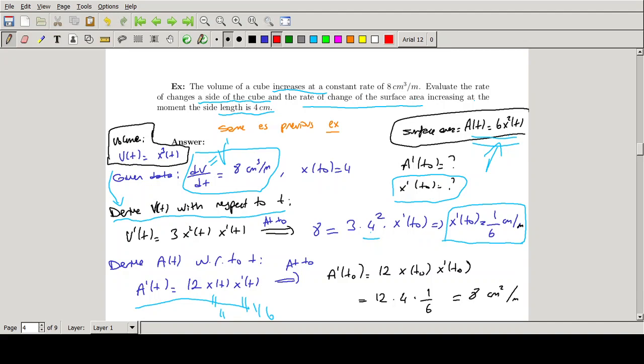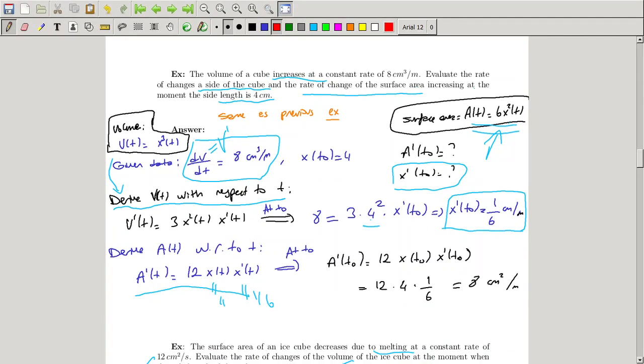Okay, we are ready for the second part. We continue by examples. The volume of a cube increases at a constant rate of 8 centimeter cube over meter. Again, this is a cube question. We did already cube question if you remember.